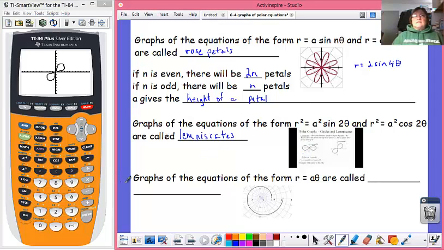So the last type of graph we're going to talk about today has equations in this format: r equals multiplier times theta. Those are called spirals of Archimedes. And they create a spiral. Pretty cool. Spirals of Archimedes.